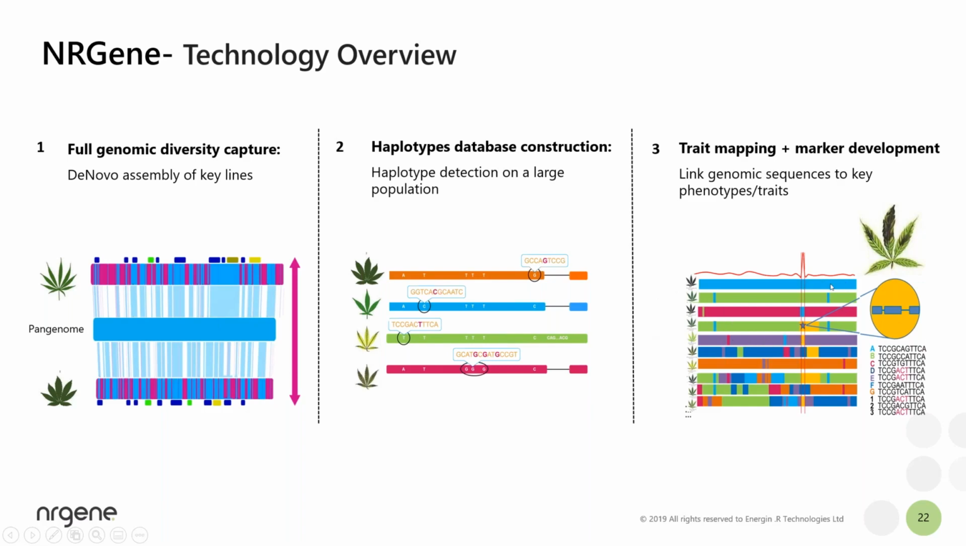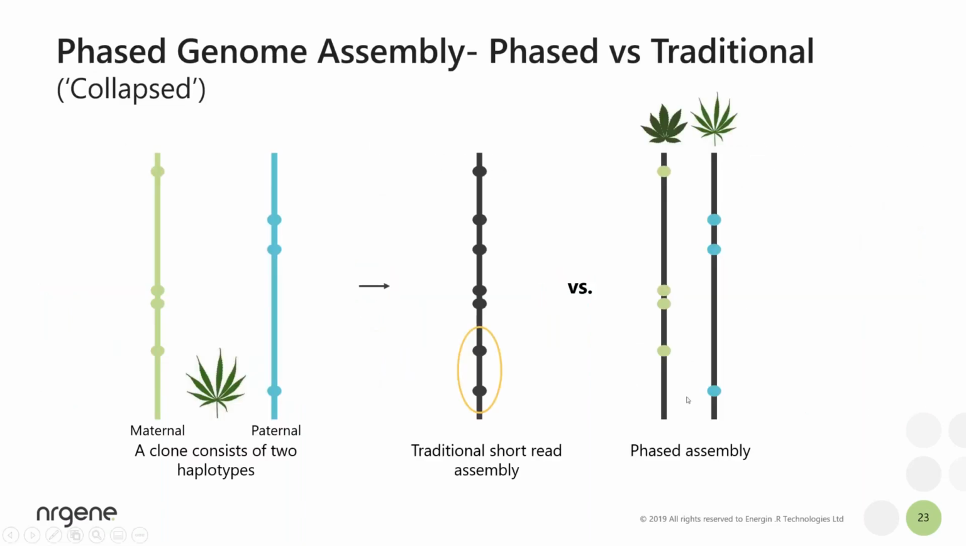Once we've done that, we could look at populations, zoom into association studies, examine breeding populations, progeny, and discover gene content associated with traits, QTL mapping, and also generate markers for all the applications. Another feature that is unique to NRGene is the phasing of the genome.